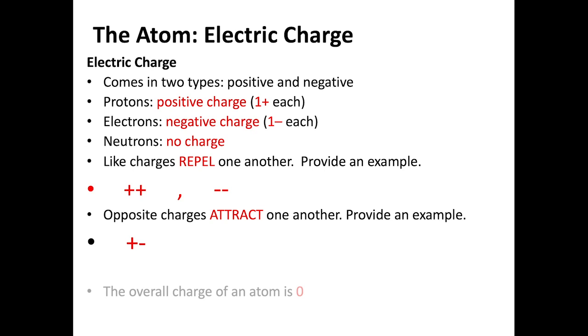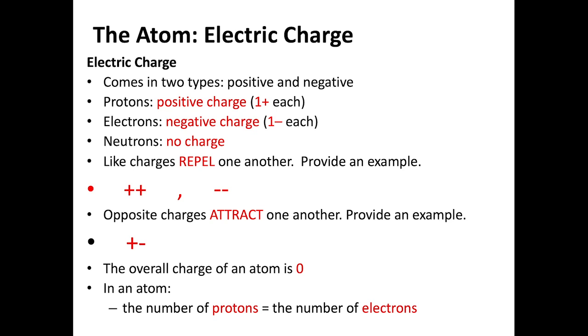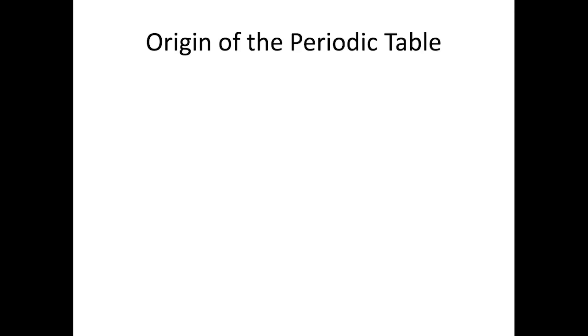So the overall charge of an atom is, I typically would have a balance of protons and electrons. So if I have 7 protons, I'm going to have 7 electrons. So then I have a balanced atom. Overall charge of the atom is 0. So in an atom, we typically have the same number of protons as we do electrons. So number of protons equals number of electrons.